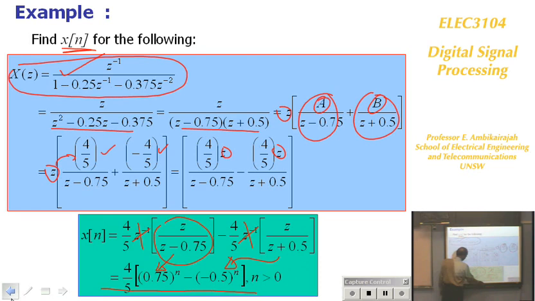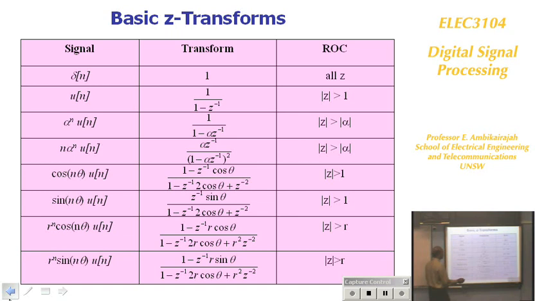If you want to know, look at the table here. Very basic, you go back a couple of steps, backwards, backwards. There you are. The table that you looked at just now was z over z minus a. So here is the table. This one is alpha to the n. This works out to be z over z minus alpha. That's what you were looking for.